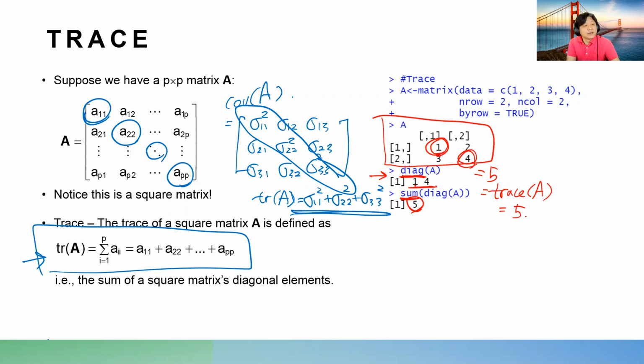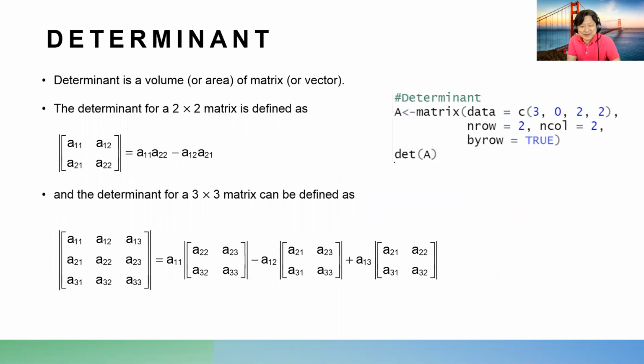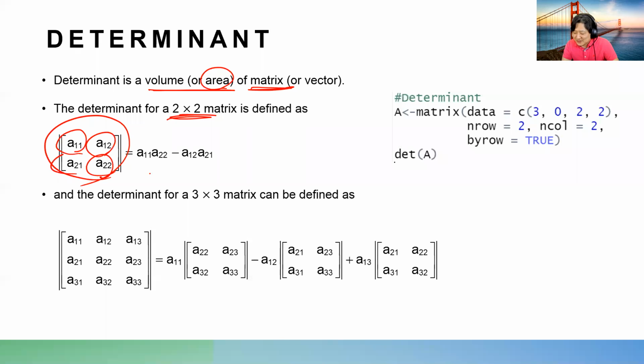Okay, this is trace. And now determinant. Oh my gosh, what is determinant? Determinant is the volume or area of a matrix. Let's look at this 2 by 2 matrix. The determinant of a 2 by 2 matrix is this one times this one minus this one times this one. For example, for A, B, C, D it is AD minus BC. This is the determinant of the A matrix.